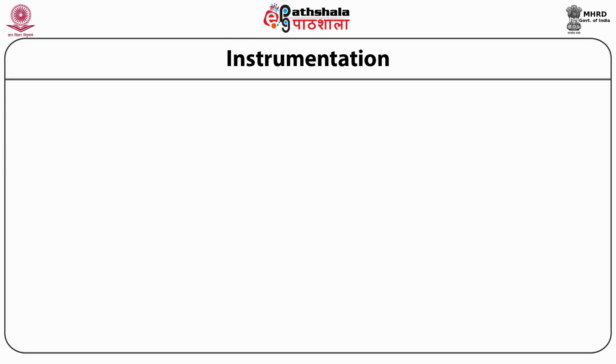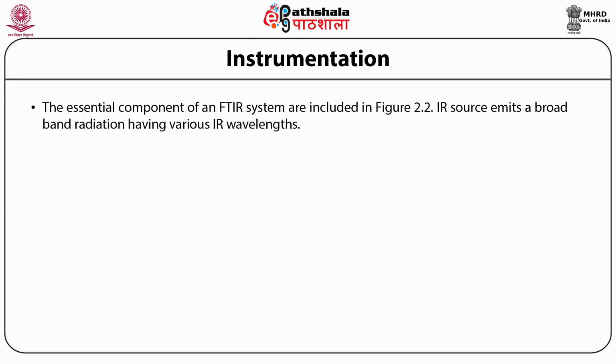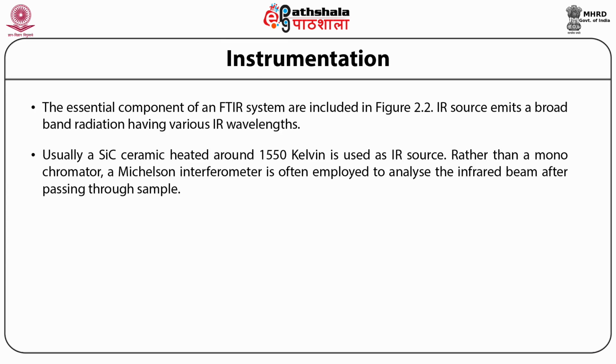Students, now let us see the instrumentation of the FTIR spectrometer. The essential components of an FTIR system are included in Figure 2.2. IR source emits a broad band radiation having various IR wavelengths. Usually, a silicon carbide ceramic heated around 1550 Kelvin is used as IR source.